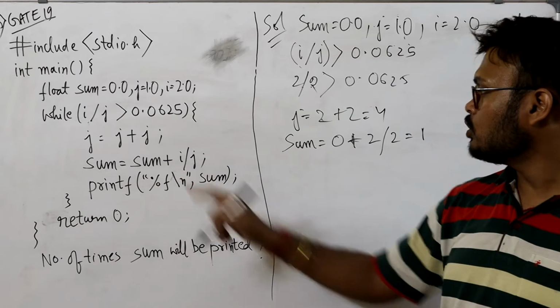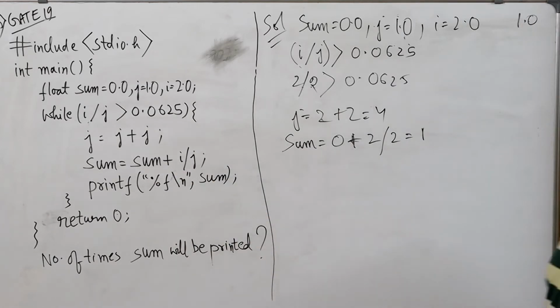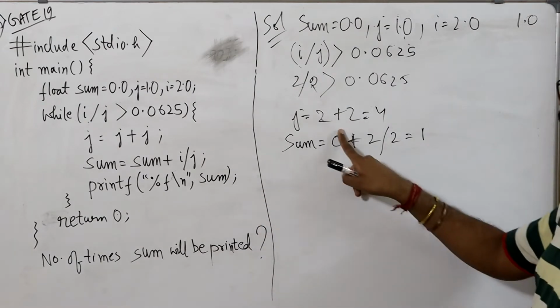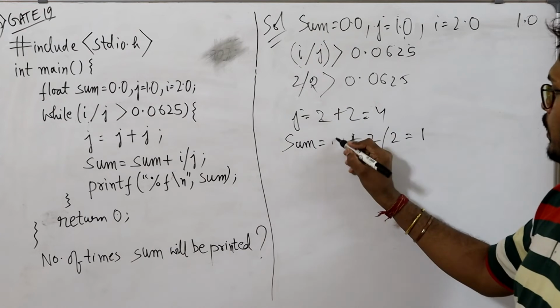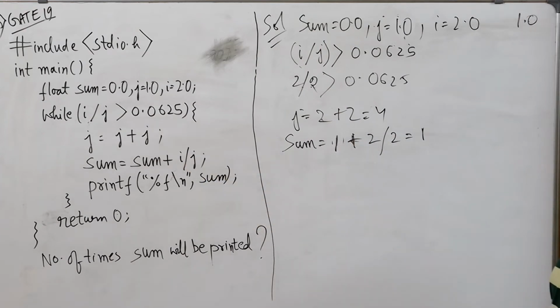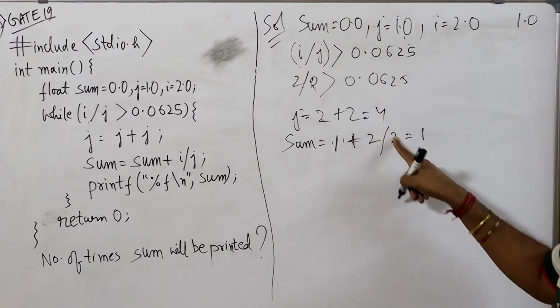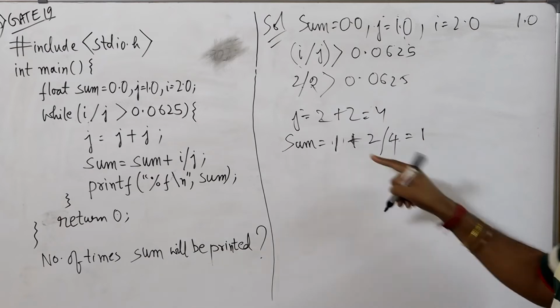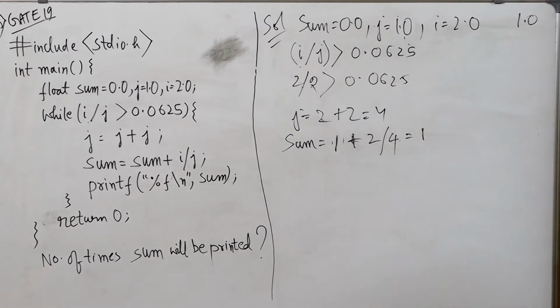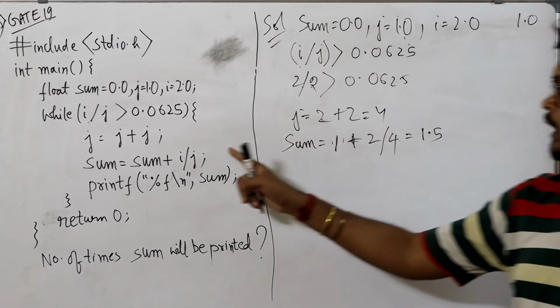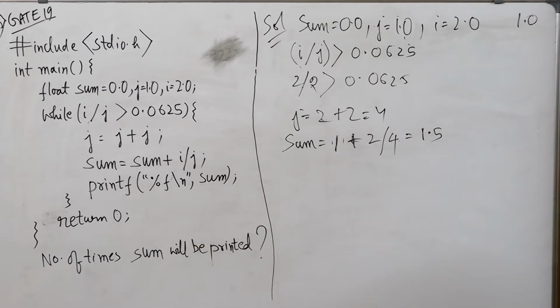Okay. And now sum is equal to sum plus I by j. So, what was the previous value of sum? The previous value of sum was 1. So, in place of sum, just write 1 plus I by j. What is the value of I? The value of I will always remain as 2. And what is the value of j? That is 4. Okay. So, 1 plus 2 by 4. Just calculate it. It will be 1.5. Fine. After the execution of this line, the updated value of sum, that is 1.5, will be printed.